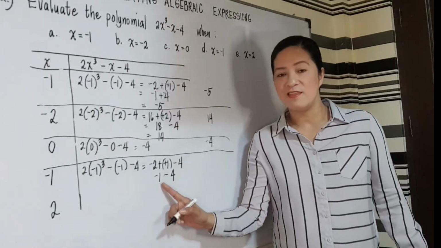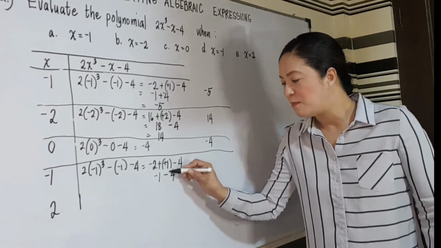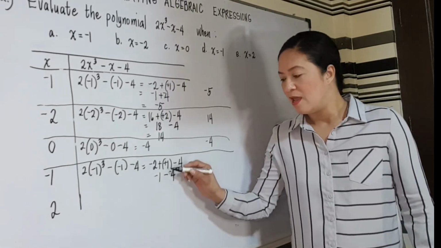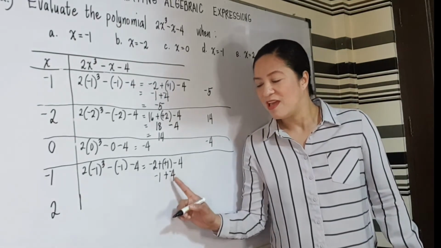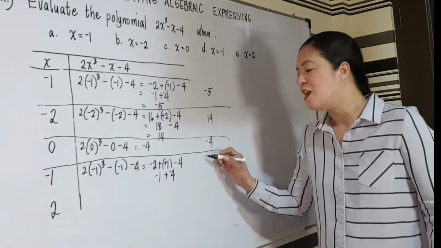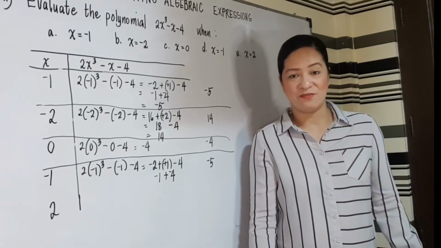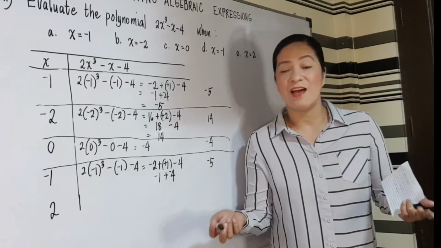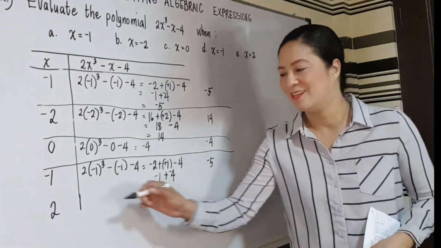Another subtraction. So, change the sign of the subtrahend. It becomes negative 4 and proceed to addition. So, negative 1 plus negative 4 is, that is negative 5. Kailangan lang ay master nyo yung operations on signed numbers.